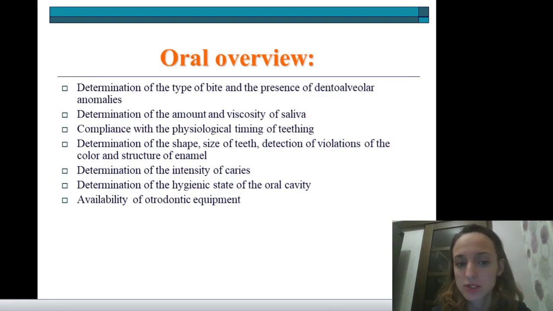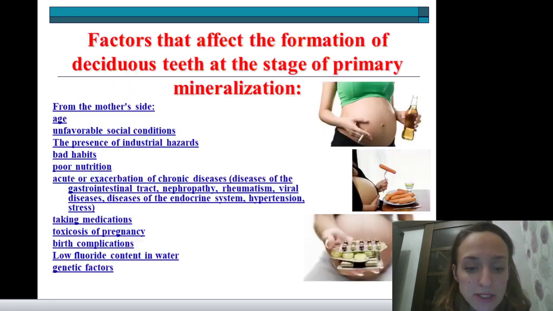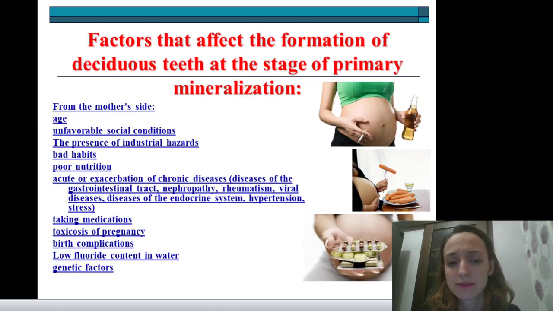Oral examination: determination of the type of bite and the presence of dental velar enamels, determination of the amount and viscosity of saliva, compliance with the physiological timing of teething, determination of the shape and size of teeth, detection of violations of the color and structure of enamel and dentin, determination of the intensity of caries, the hygienic state of the oral cavity, and the availability of orthodontic equipment.